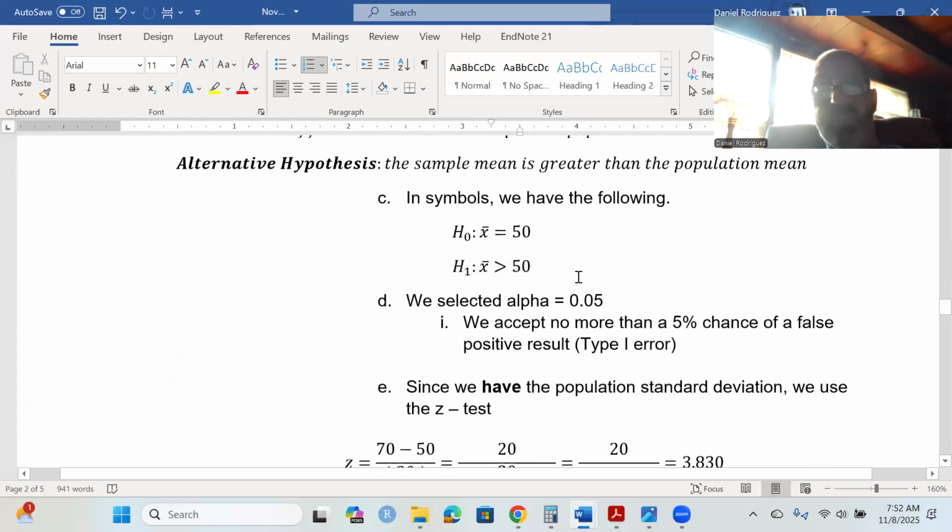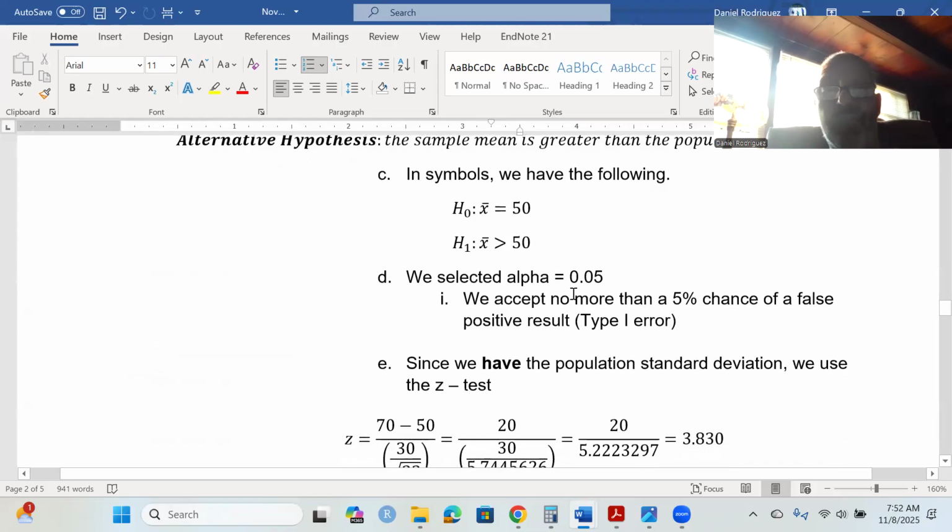Again, we're looking at one side of the distribution, right? So what we'd call this is a one-tailed test. So we select our alpha of 0.05, and I'll explain that when we look at the picture.